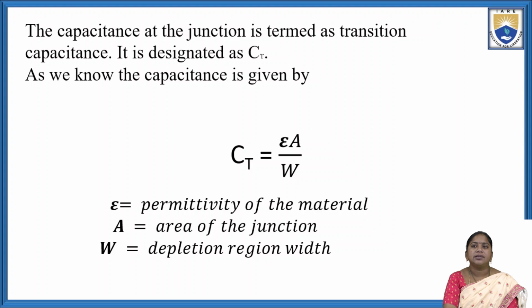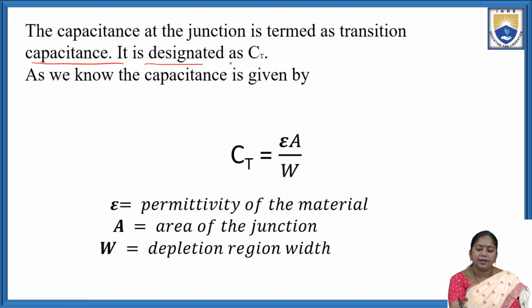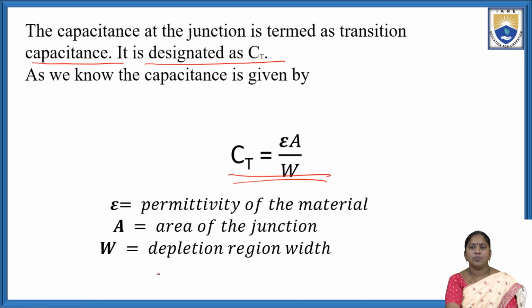The capacitance at the junction is termed the transition capacitance. It is designated as Ct. As we know, capacitance is given by Ct equal to epsilon A by W, where epsilon is the permittivity of the material, A is the area of the junction, and W is the depletion region width.